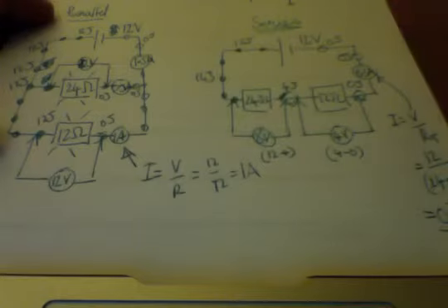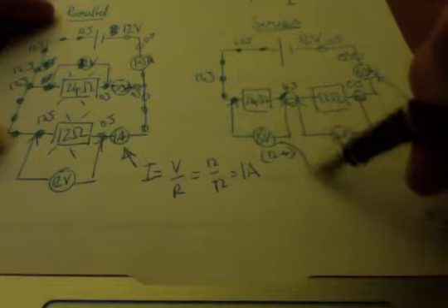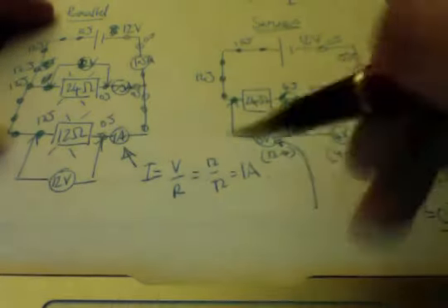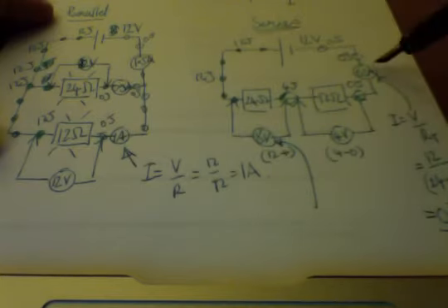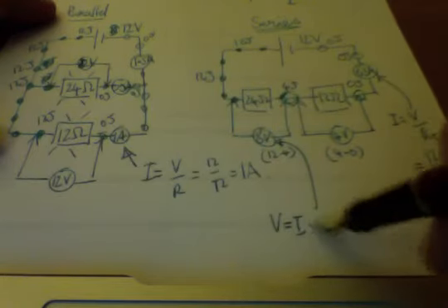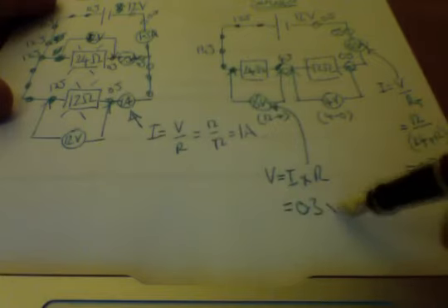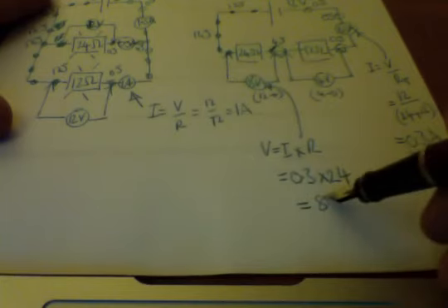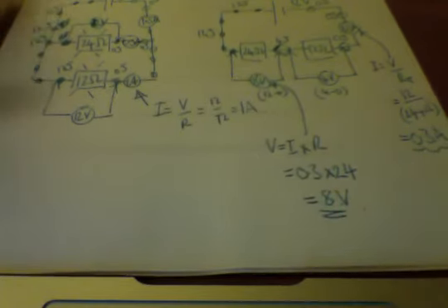Not bad. Lastly, if you were having trouble wondering how to work that out because the ratios weren't as easy to work out, you could say to yourself, because you knew that we had 0.3 amps flowing through, that the voltage is going to be the current times the resistance. 0.3 amps times 24 gives you 8 volts. Okay, hope that made sense.